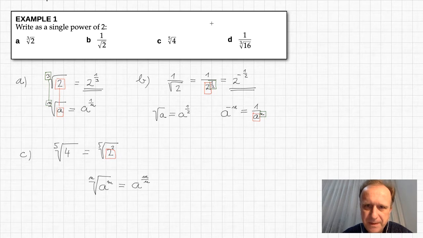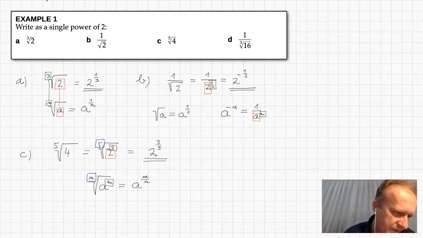So this time, if you look at this and try to find the corresponding parts, this number 5 here corresponds to n, because it tells you what kind of root this is, and this number 2 here corresponds to this power of m. And hence, if you know this, you can replace it as 2 to the power of m over n, so it should be 2/5, like this, and it's 2 to the power of 2/5.